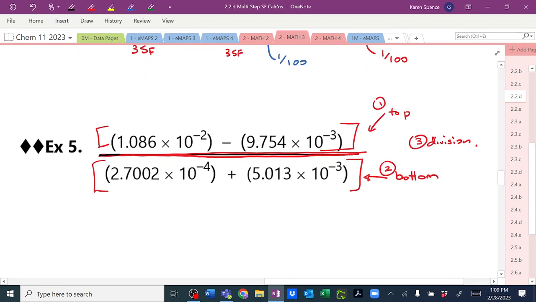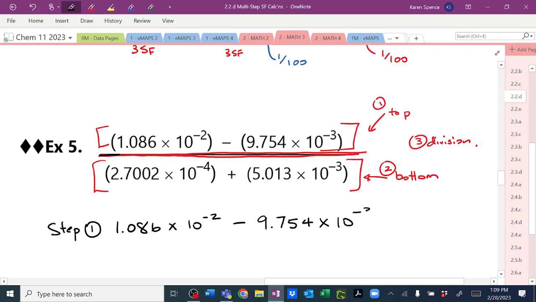Okay, so let's take our top portion, step 1, 1.086 times 10 to the minus 2 minus 9.754 times 10 to the minus 3. I have different powers of 10. Can I just go throwing that into my calculator? No. Multiplying and dividing, can I throw those into my calculator? Yes. It doesn't matter, scientific notation, whatever. Multiplying and dividing, just throw them in your calculator, but adding and subtracting, you can't do it.